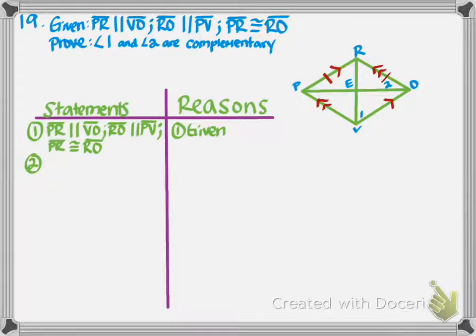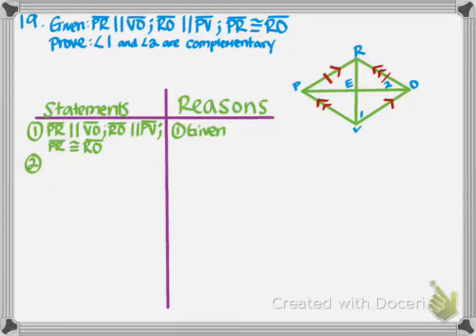So we are going to start off with a basic statements and reasons proof. And your first one is always your given, and I always like to graph it out on the side on what it gives you already. So for the second one, we're just going to start off nice and easy by saying PROV is a parallelogram, and we know this by two pairs of opposite sides are congruent.